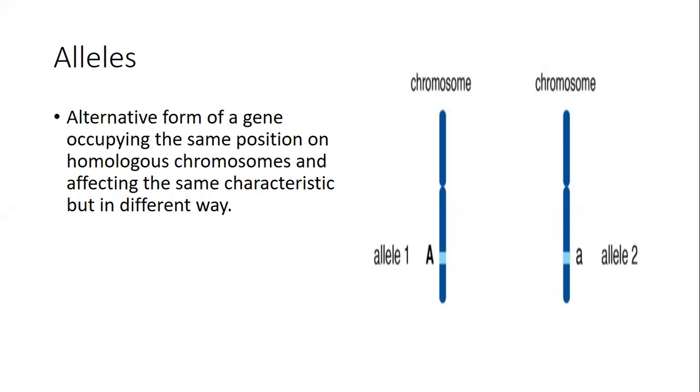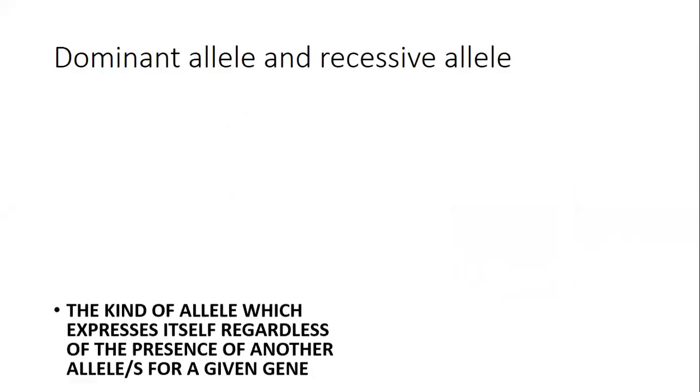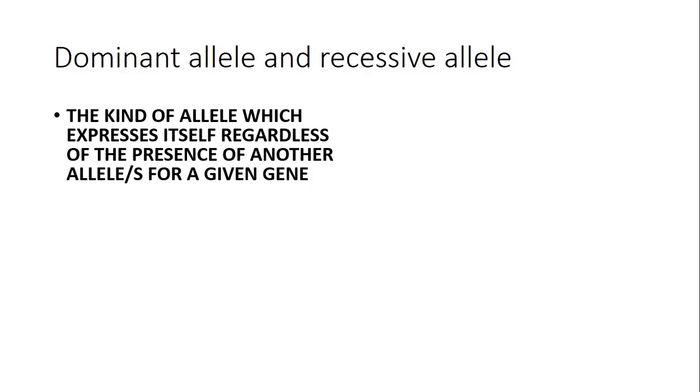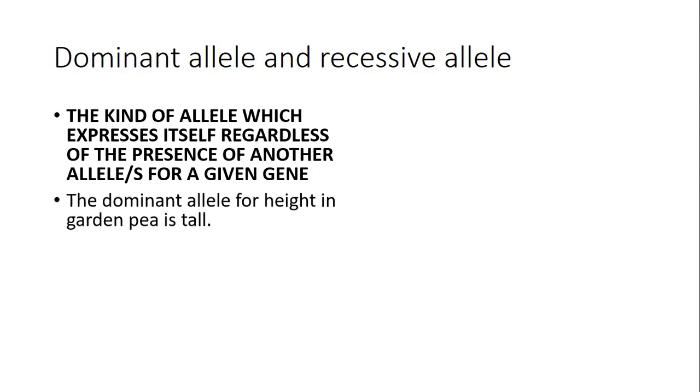For example, if you consider height as a characteristic, one allele will say it is tall, and the other one will be dwarf. So, dominant allele and recessive allele. The kind of allele which expresses itself regardless of the presence of another allele or alleles for a given gene is called dominant. It can express any time, whether there is presence or absence of any other allele. The dominant allele for height in pea plant is tall.